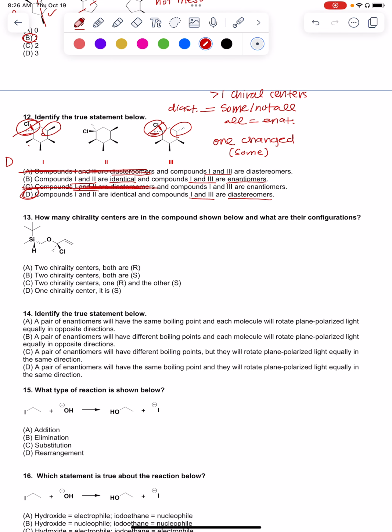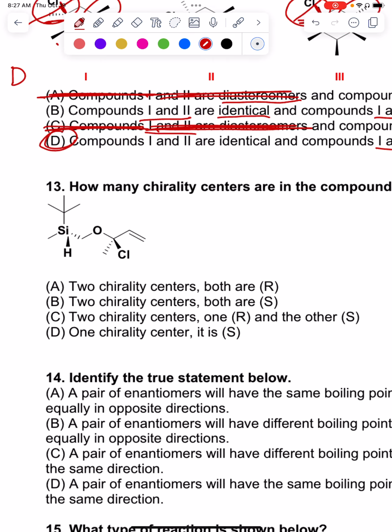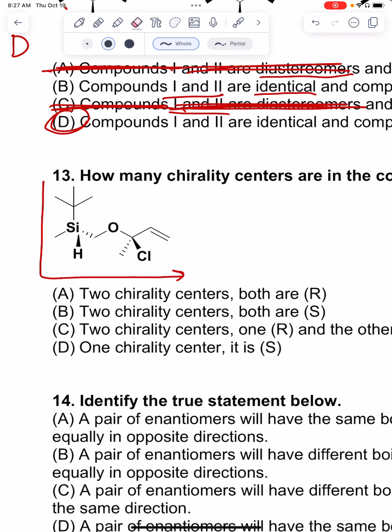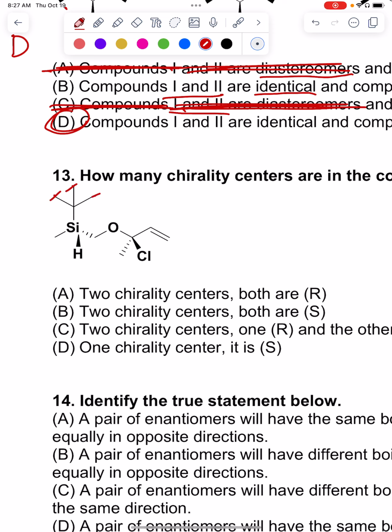All right, how many chirality centers are shown in the compound below, and what are their configurations? Let's just move down the molecule. We've got 1, 2, 3 methyl groups. None of those are good, so we cross them all out. That means this carbon is also out because it's attached to 3 of the same groups, so it's not a chiral center.